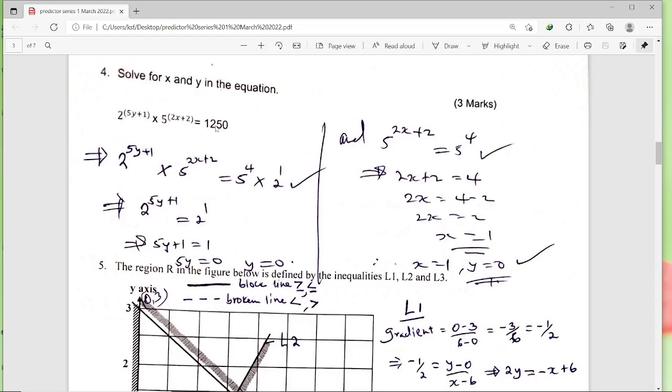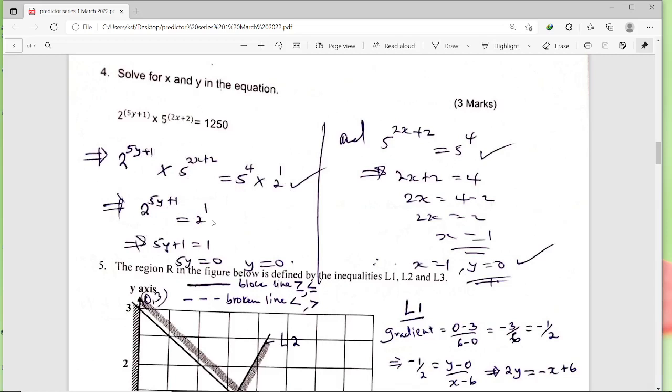So if you express this in bases of 5 and 2, it will be 5 power 4 times 2 power 1. 2 is the same as 2 power 1. After doing that, we equalize the ones with the same base. So we will equalize 2 power 5y plus 1 to 2 power 1. 2 power 5y plus 1 is equal to 2 power 1.